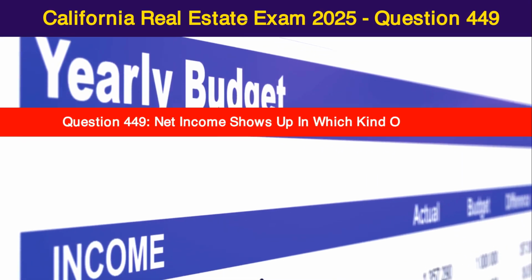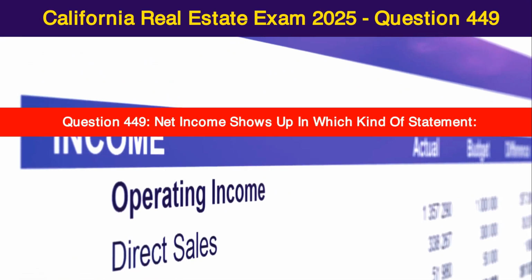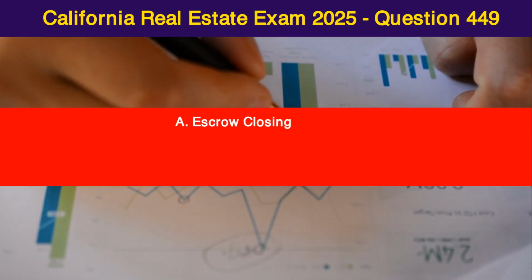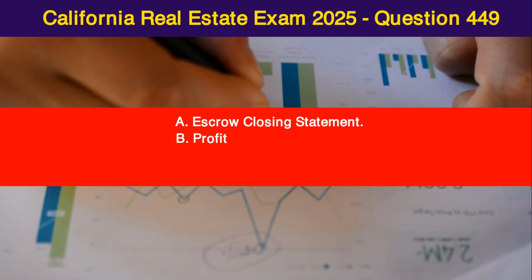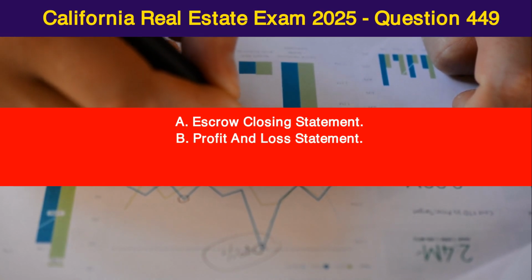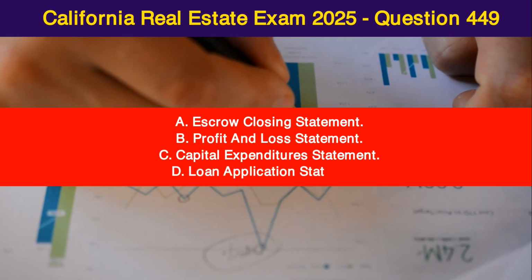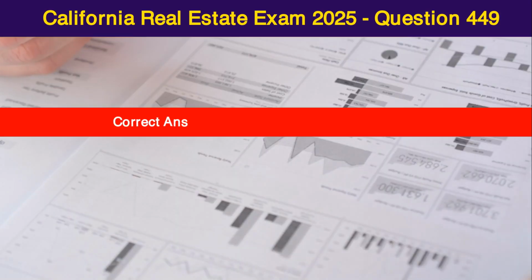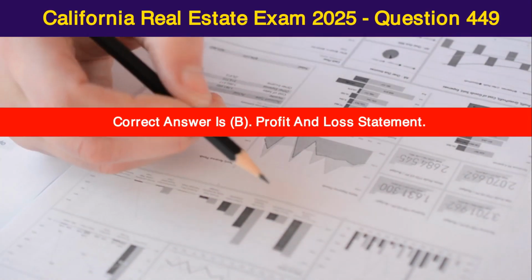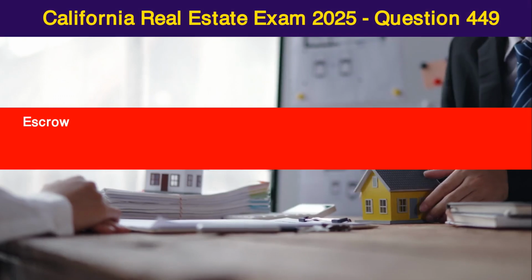Question 449. Net income shows up in which kind of statement? A. Escrow closing statement. B. Profit and loss statement. C. Capital expenditures statement. D. Loan application statement. Correct answer is B. Profit and loss statement.